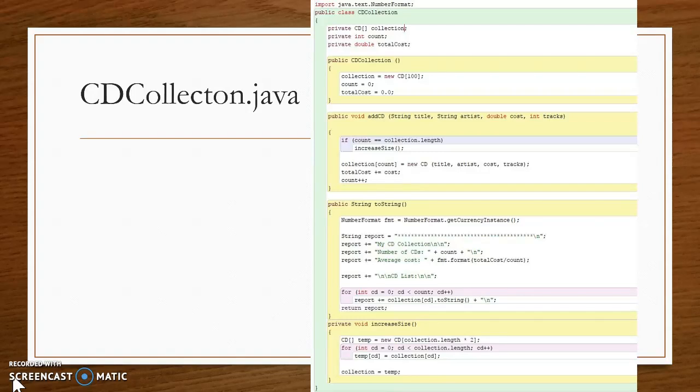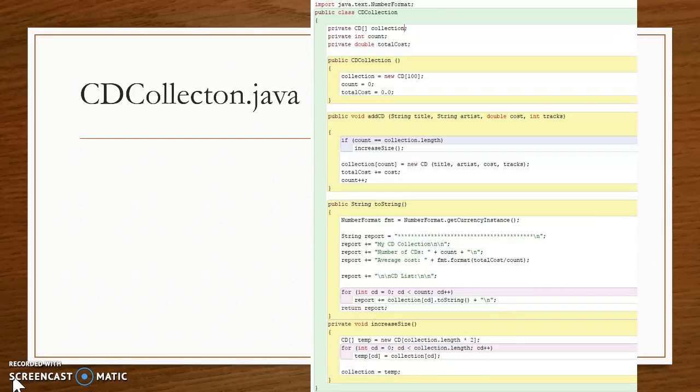Each time a CD is added to the collection, we check to see whether we have filled up the collection array. If we didn't check this, we would get an exception when we tried to store a new CD object in an invalid index. If the array is full, the private increaseSize method is invoked, which first creates an array that is twice as big as the current collection array. Each CD in the collection is then copied to the new array. Finally, the collection reference is set to the larger array. This means we never run out of room in our CD collection.